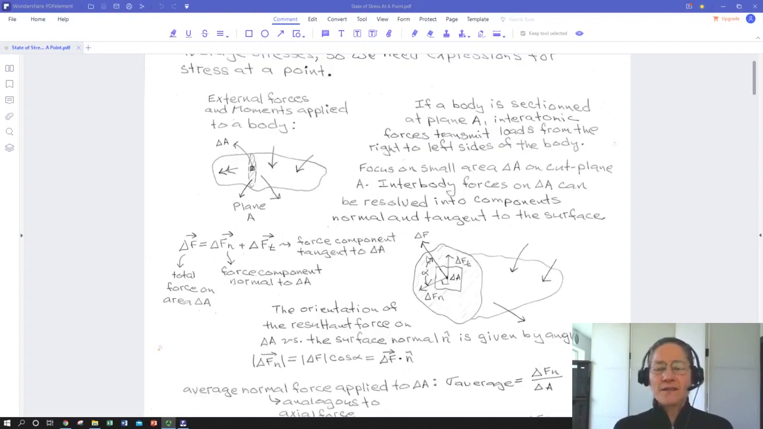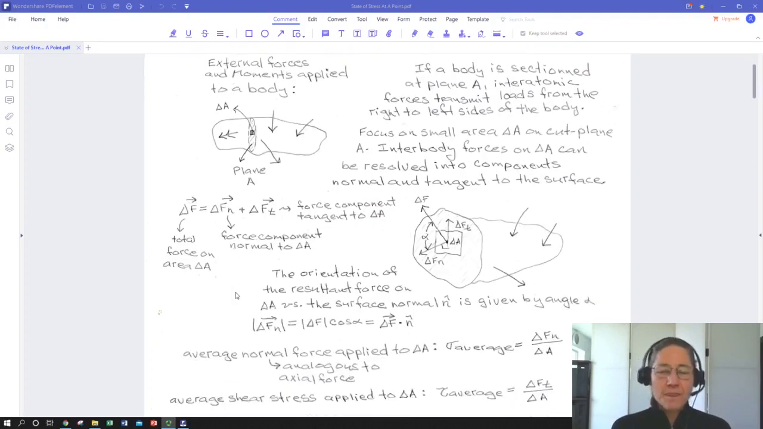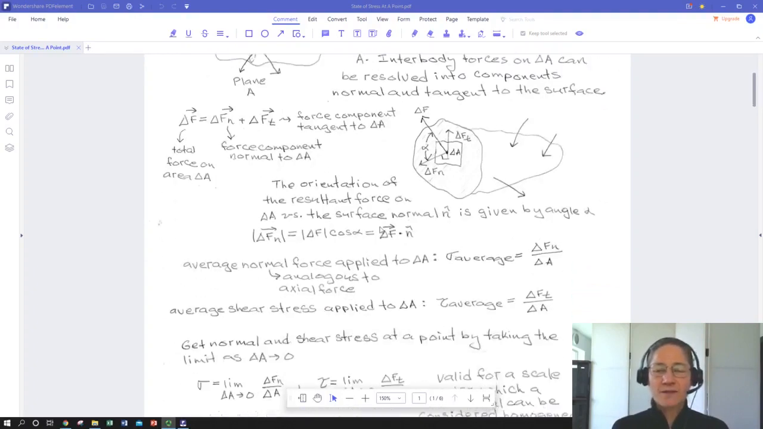And so we know that the inner body forces can be resolved into axial, like N, versus shear, normal and parallel forces. So we can take this delta F and resolve it into delta F_T, tangential, and then delta F_N, normal, with some angle alpha between the two. And the total delta F force is the vector sum of the two. And it's going to have an orientation that is related to the cosine of alpha by our typical rules of vectors and trig.